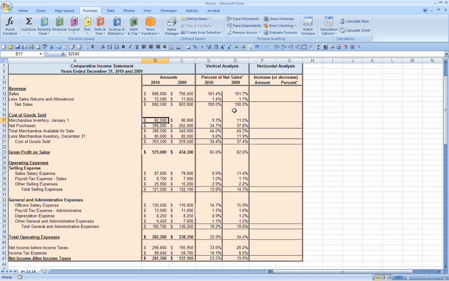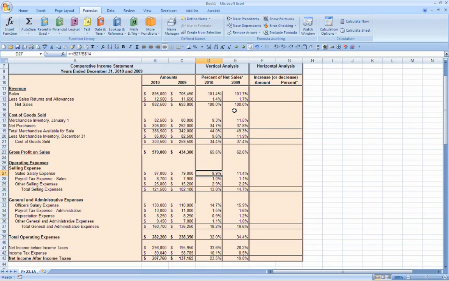You can see where beginning inventory went up. As a percentage of sales, it actually went down. Purchases went down. My total cost of goods sold went down as a percentage of sales, even though it's a bigger number. So I'm doing better here in cost of goods sold. So I'm obviously selling things at a higher margin, or I was able to buy some things at a lower price, which helped out tremendously. It leaves us more dollars, or a greater percentage, in gross profit.